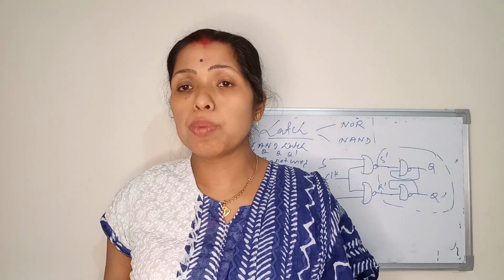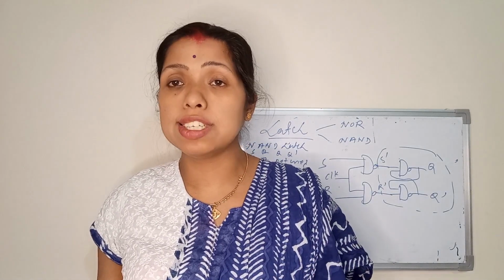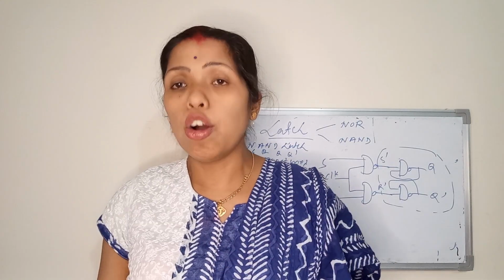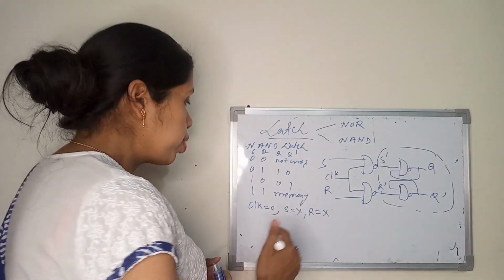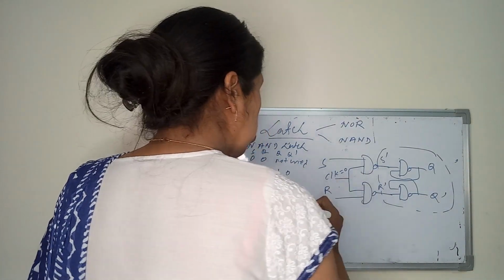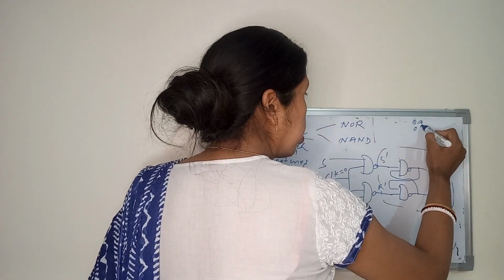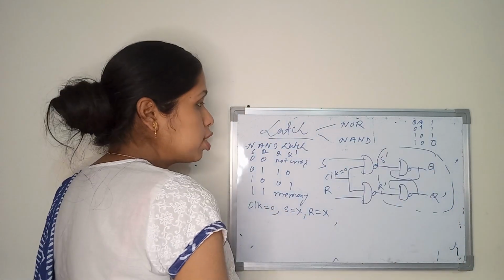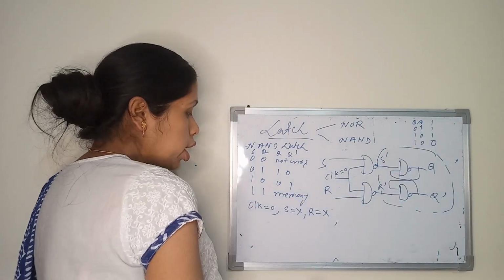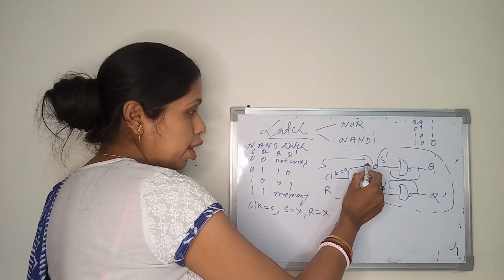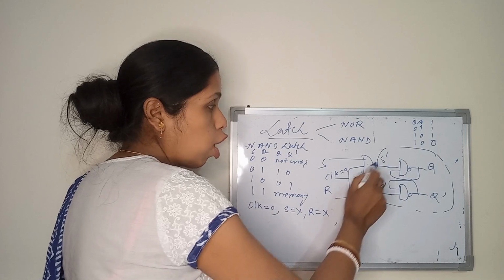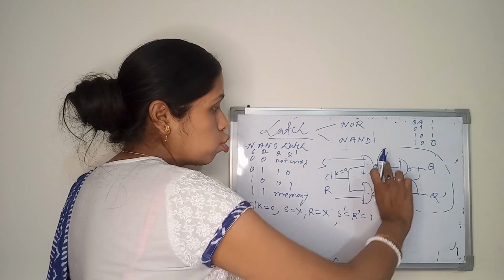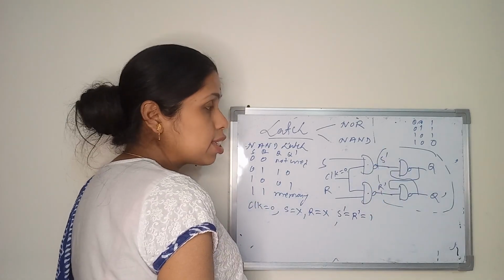Suppose I am considering my clock signal is 0. Whatever inputs I am giving, what will be my output? This I will check now. Here my clock signal is 0. Again, you know the truth table of a NAND gate: if any input is 0, output is 1. That means if clock is 0, then for this NAND gate and this NAND gate, output is 1. That means S prime and R prime both are 1. So both inputs of the NAND latch are 1.